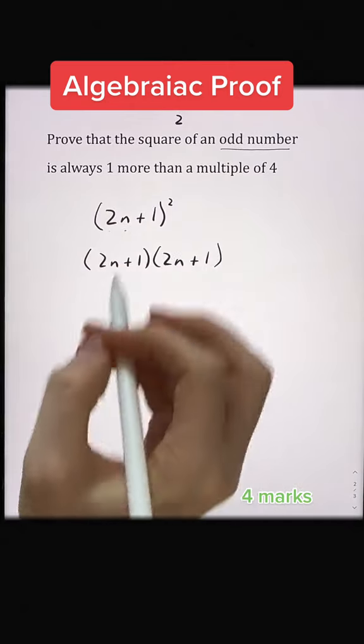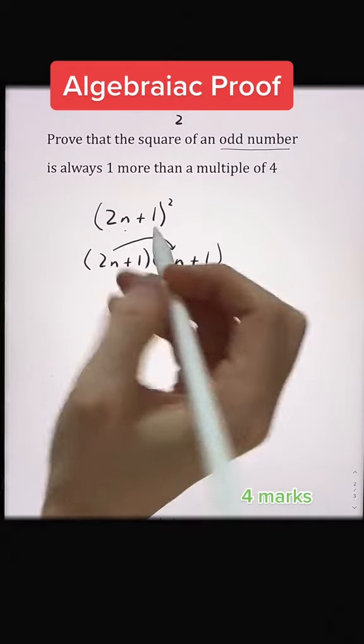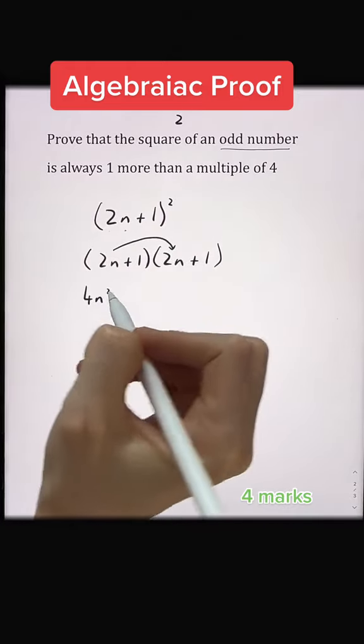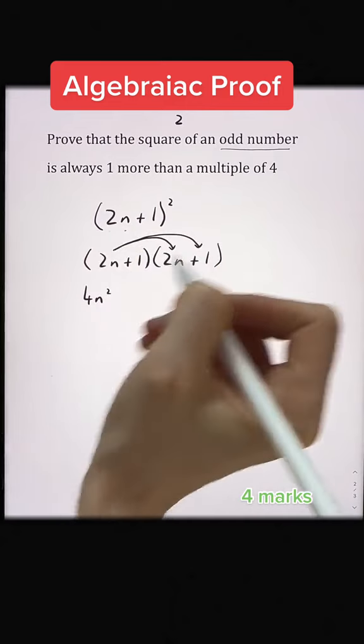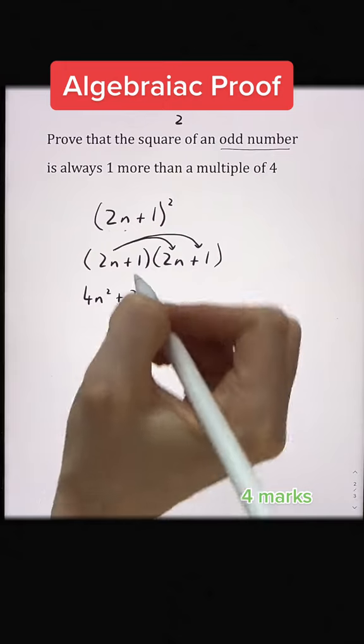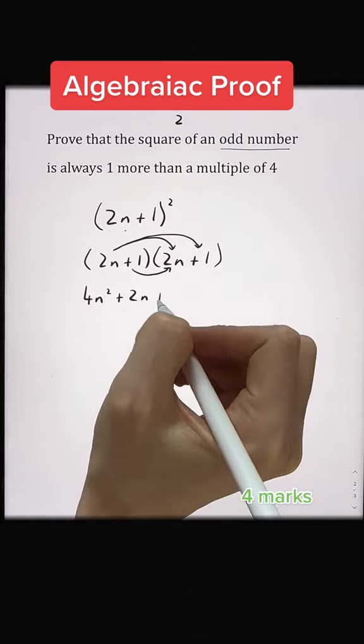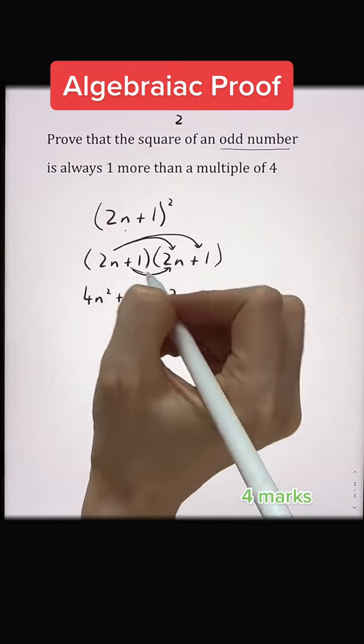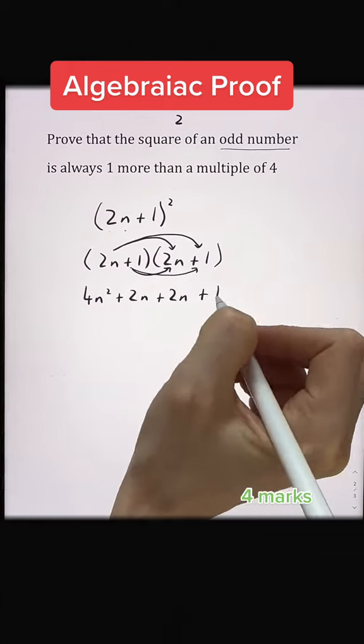Expanding our double brackets, we know that 2n multiplied by 2n will give us 4n squared. We know that 2n multiplied by positive 1 will give us plus 2n. We know that 1 times 2n will give us plus 2n. And we know that 1 multiplied by 1 is simply 1.